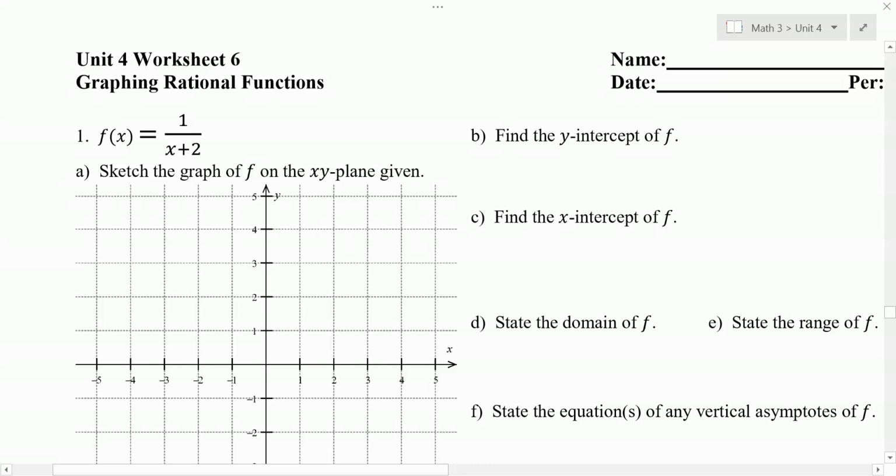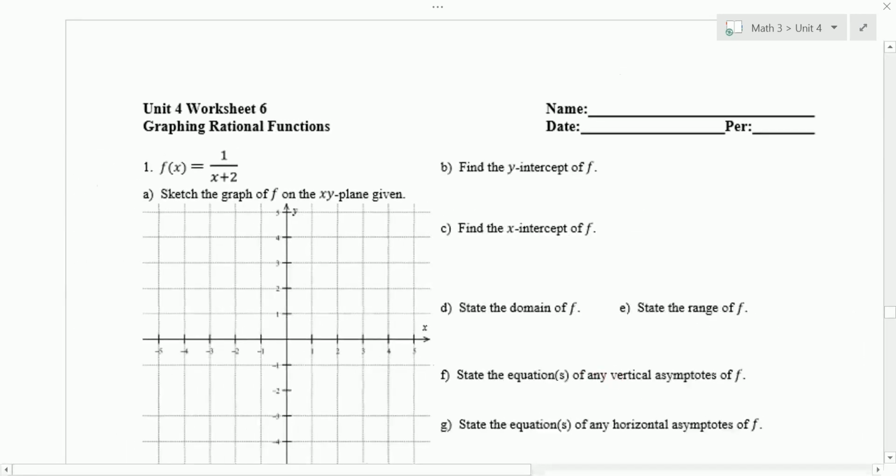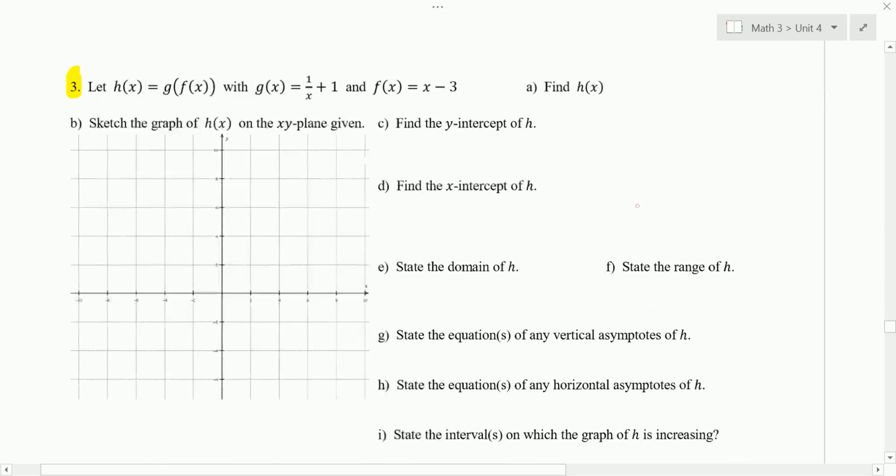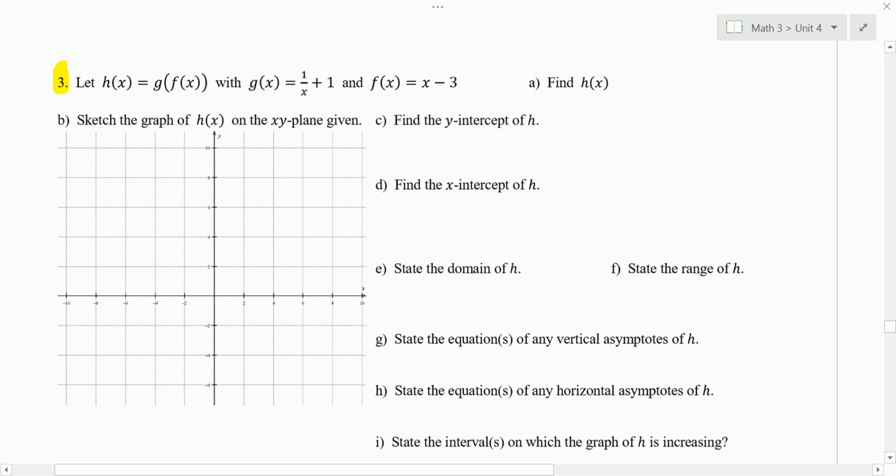I'm going to go over a couple problems from the Unit 4 Worksheet 6 on graphing rational functions. I'm going to start at number 3. It says let h of x equal g of f of x, with g of x equaling 1 over x plus 1 and f of x equaling x minus 3. Part A says to find h of x, and remember this notation means to take f and plug it into g.